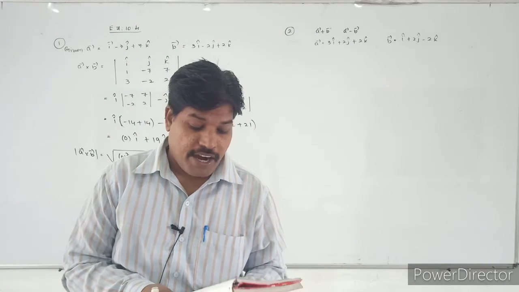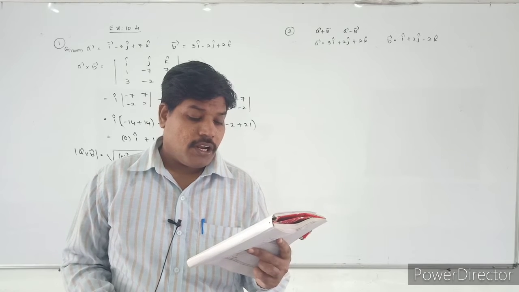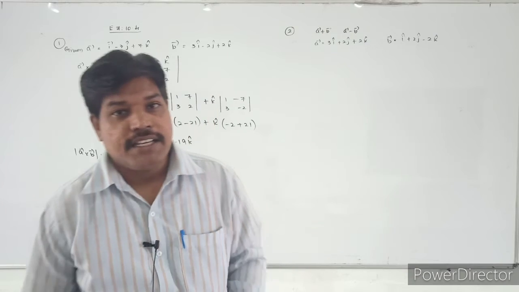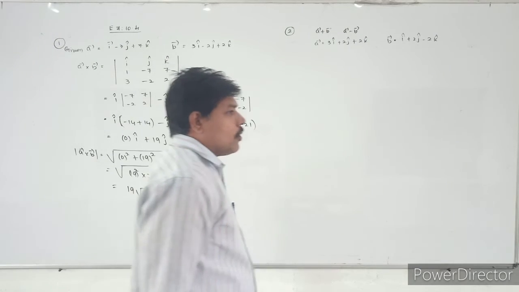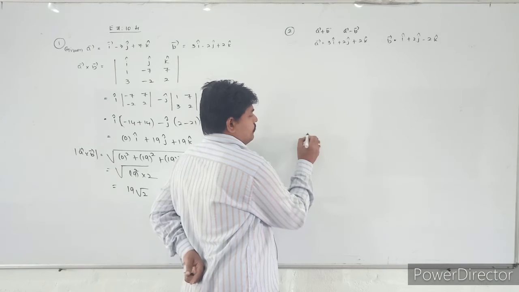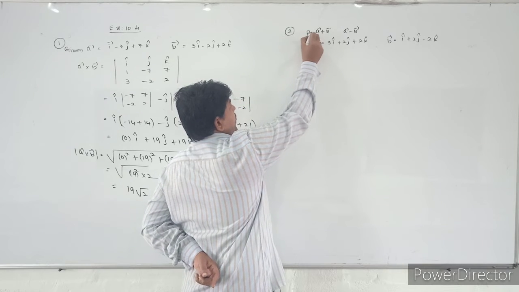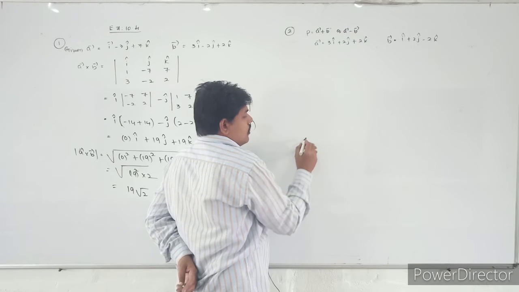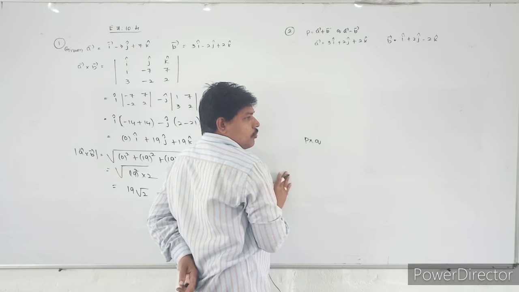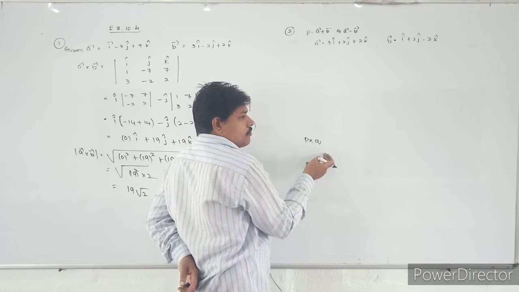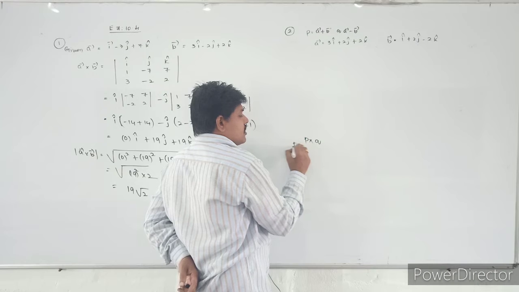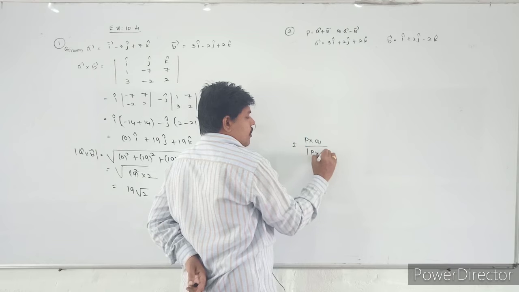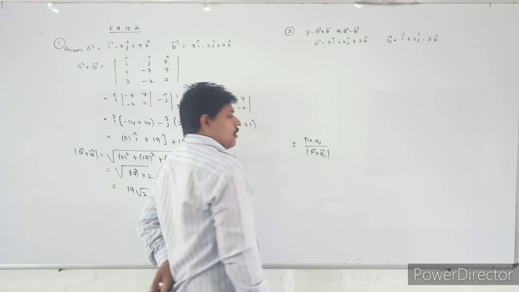The question is to find the unit vector perpendicular to each of the vectors A plus B and A minus B. I have already explained this: take A plus B as P and A minus B as Q. The vector perpendicular to P and Q is P bar cross Q bar. As a unit vector, it is mod P bar cross Q bar divided by mod P bar cross Q bar.